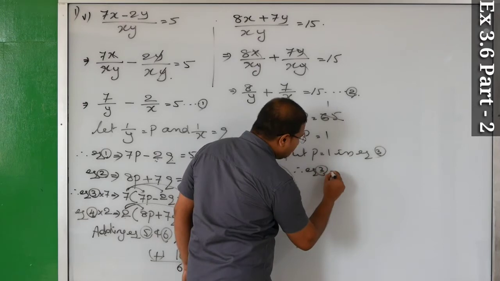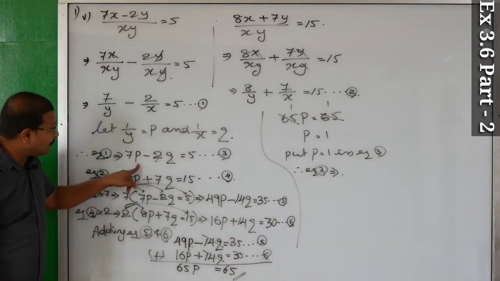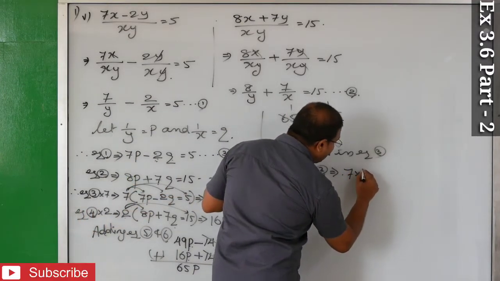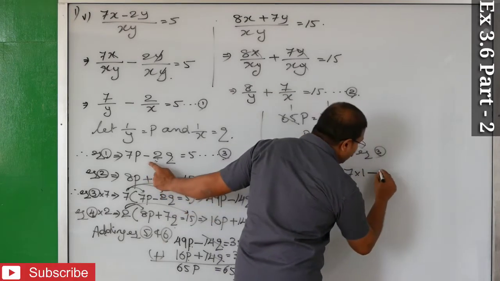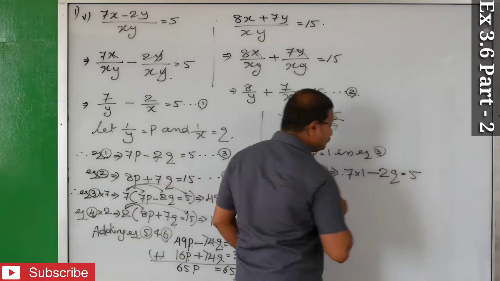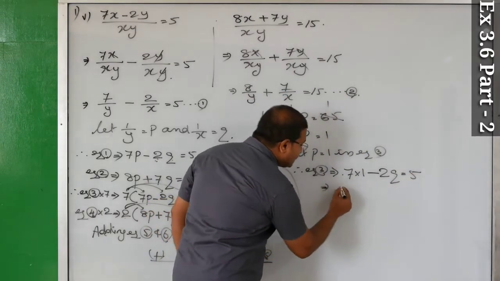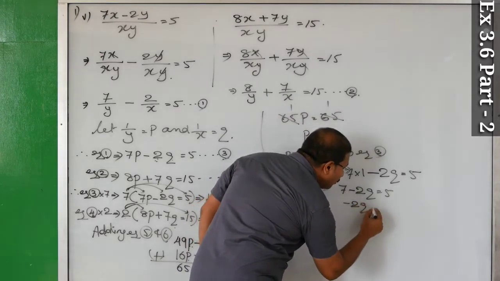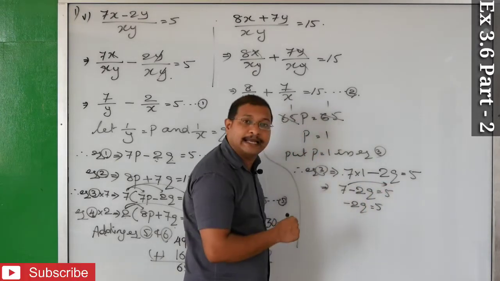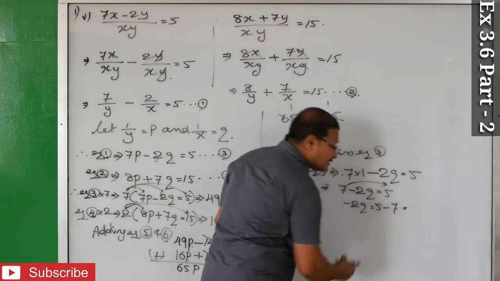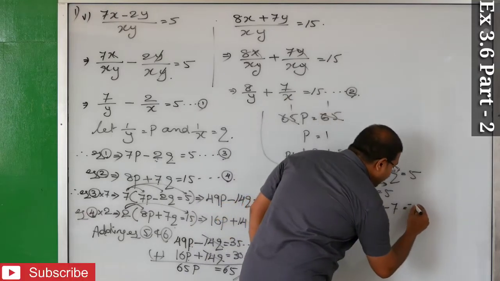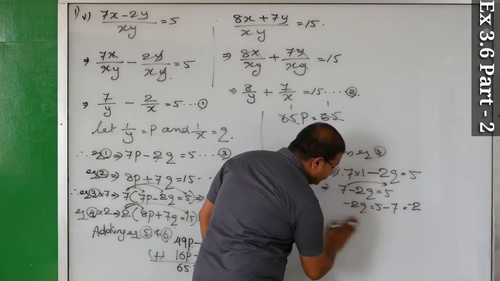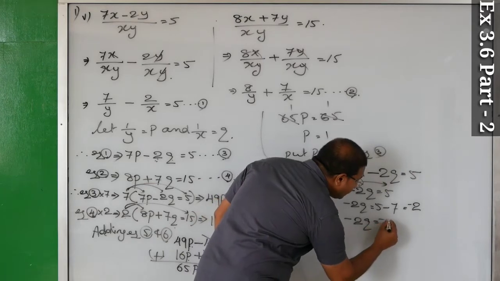Therefore the third equation is 7p minus 2q equals 5. That means 7 into p, which is 1. 7 into 1 minus 2q equals 5. Ready? Implies 7 ones are 7 minus 2q equals 5. Now minus 2q equals 5, and this 7 goes to the other side, minus 7. So 5 minus 7 will get minus 2, isn't it? I hope you can understand. So minus 2q equals minus 2.